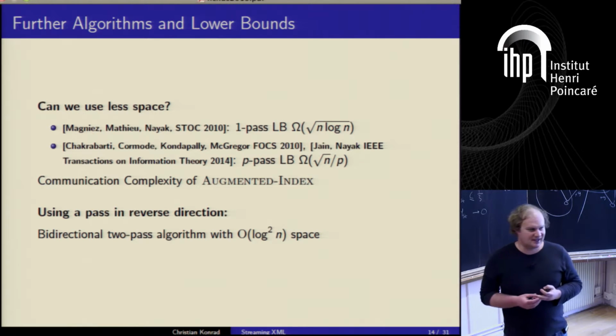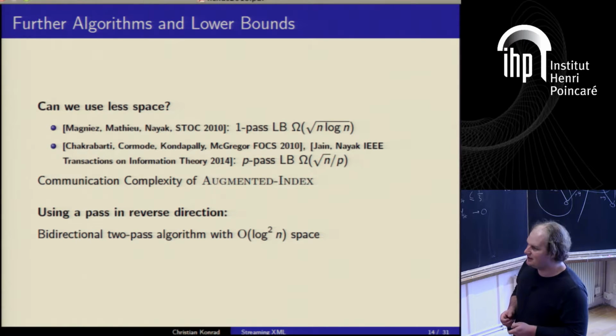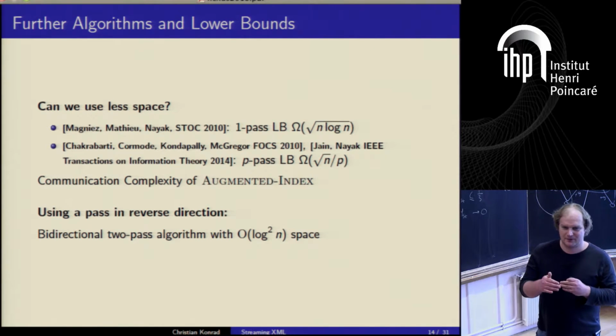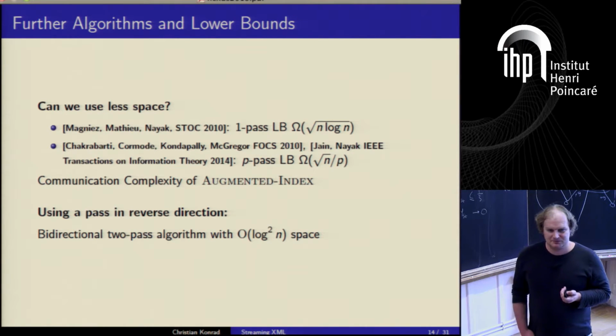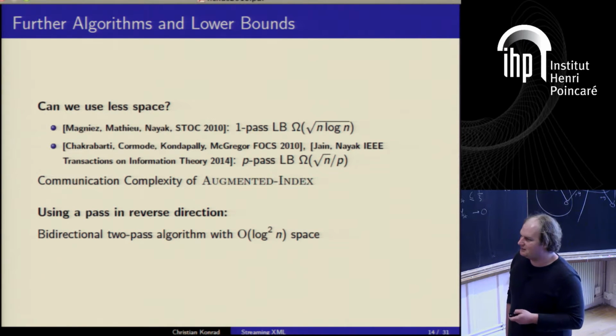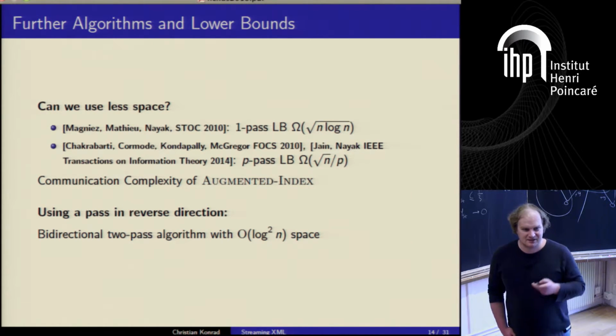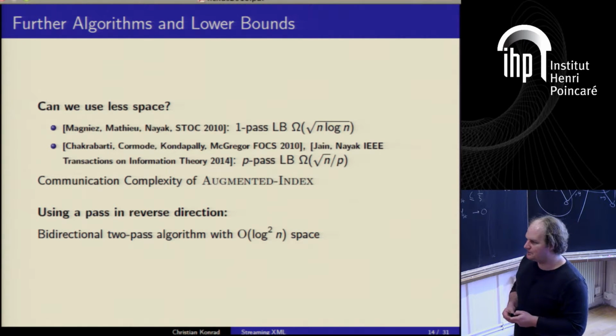So clearly the question is, can we improve on that? There was a lot of work that went into that. In the initial paper of Magniez and coauthors, they proved that in 1 pass you can't improve on that. So they have the right matching lower bound for 1-pass algorithms. Now, what happens if we do multiple passes over the stream? We can't really improve on that because we have lower bounds of the form square root of n over p for the number of passes. So if we do multiple passes in the same direction over the stream, there's not much we can do.